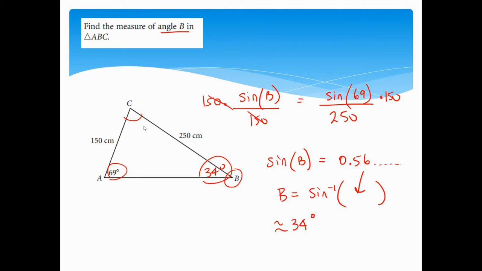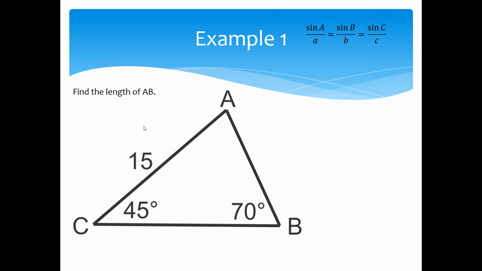Okay, we can do a couple more examples. So here, again, just realize this is little c, this is little a. So in this case, we actually need the c and the b. So I'm going to cross out the a. Sine of b, so we do sine of 70 over 15, because 15 is across from the 70. And then sine of c over little c, which is actually what we're trying to find.